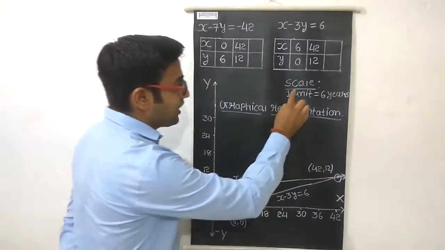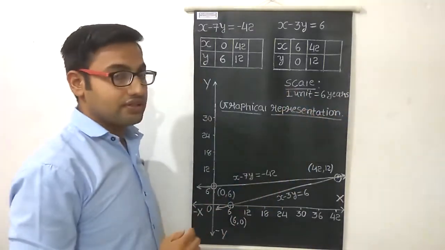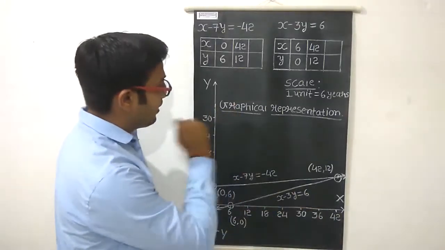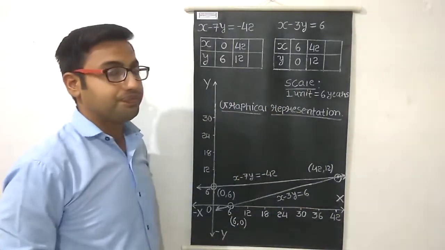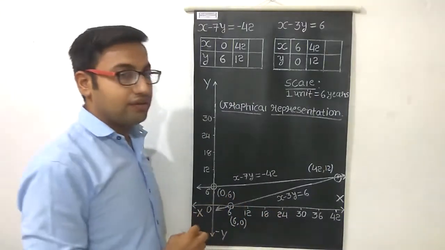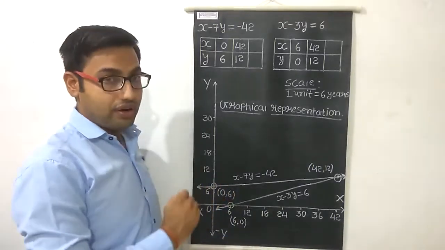That means the scale of our graph is 1 unit equals 6 years. Here on both the axes x and y, the scale is the same. You can also take a different scale. If you take a different scale, your graph looks different.